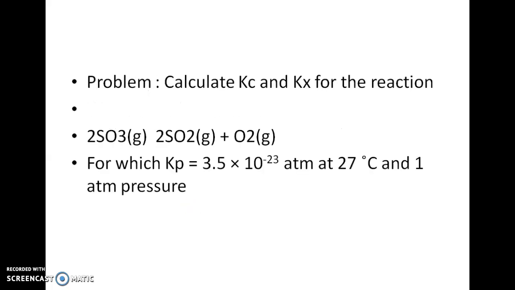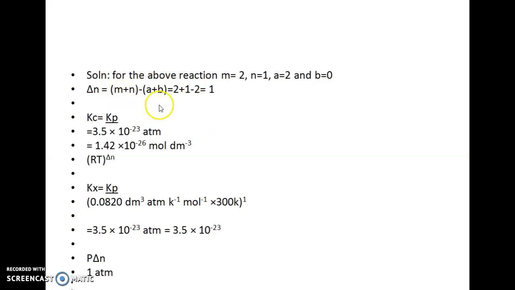If you want to apply the same expression for numericals, let us take one example. Calculate Kc and Kx for the following equation, wherein the value of Kp is given as 3.5 into 10 raised to minus 23 atmosphere at 27 degrees and 1 atmosphere pressure. Let us apply it to the numerical: m is equal to 2, n equal to 1, a equal to 2, b equal to 0. So delta N will be equal to 1, which is obtained by the following simplification.